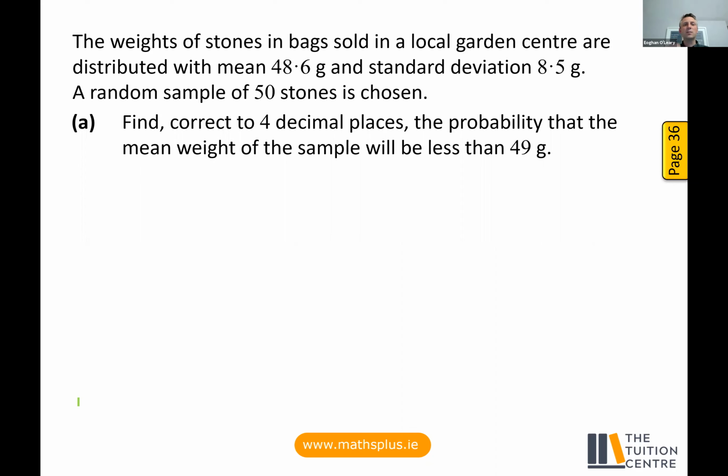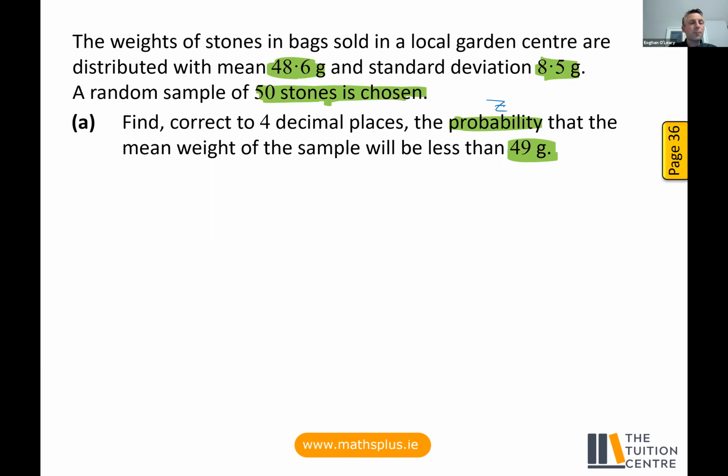The weights of stones in a bag sold in the garden centre are distributed with a mean weight of 48.6 grams and a standard deviation of 8.5 grams. A random sample of 50 stones is chosen. Find, correct to 4 decimal places, the probability that the mean weight of the sample will be less than 49 grams. Okay, as soon as we see probability in a statistics type question, we're thinking z-score.